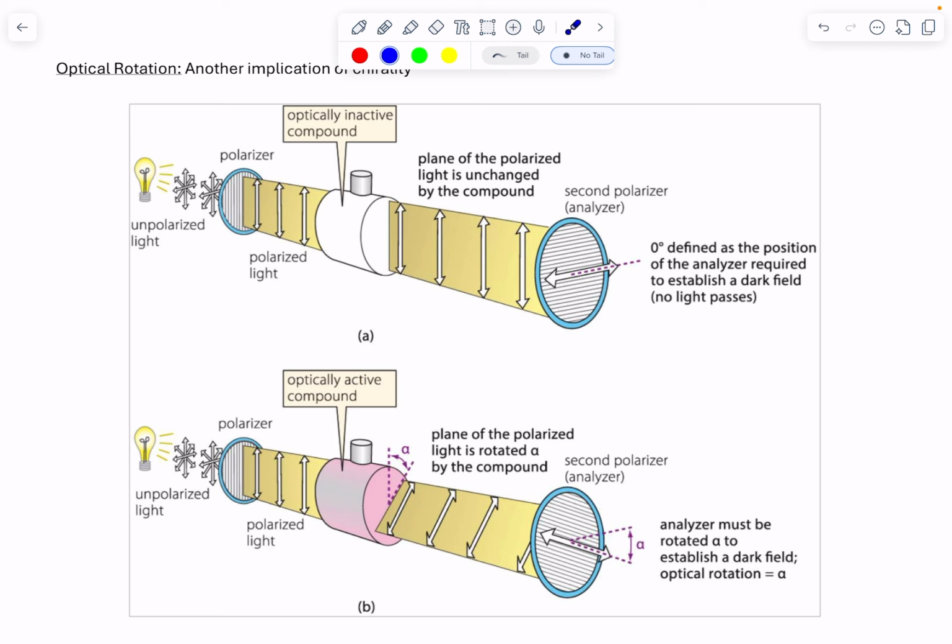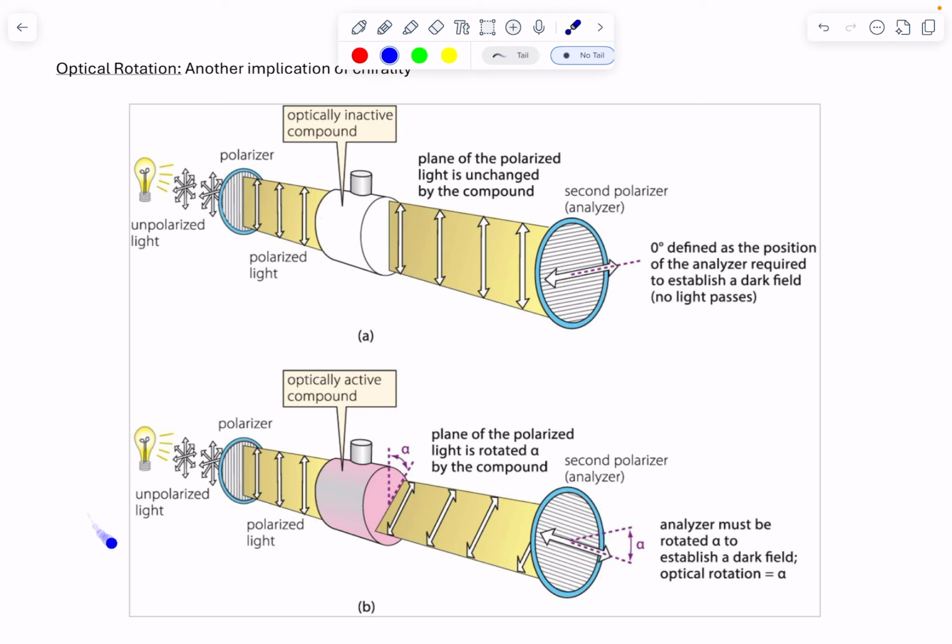Okay, so if you have polarized light, pass it through a chamber that doesn't have an optically active compound. We'll talk about what this means soon. If it doesn't have an optically active compound, then the plane of the polarized light, so the direction of that light, is unchanged by this compound. And then we'd say there's some analyzer at the end, and that would identify that the plane of that light has remained the same from the beginning to the end.